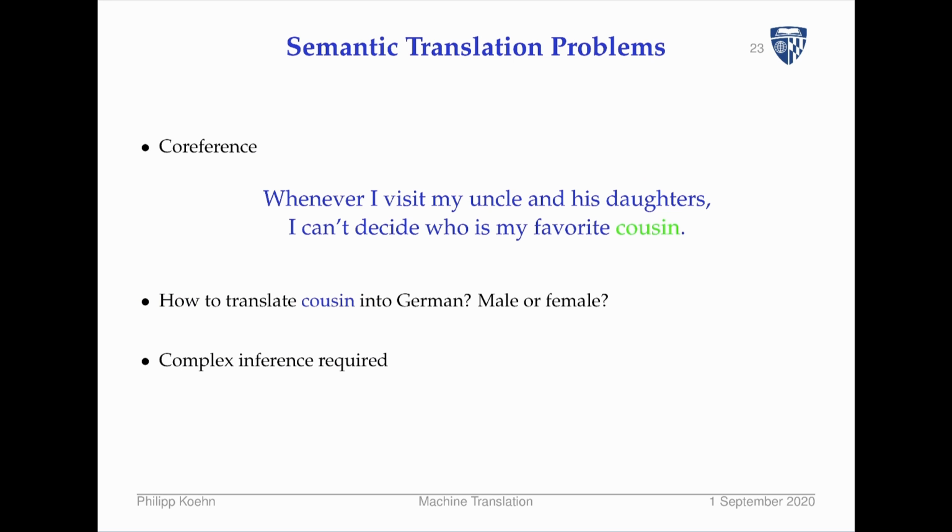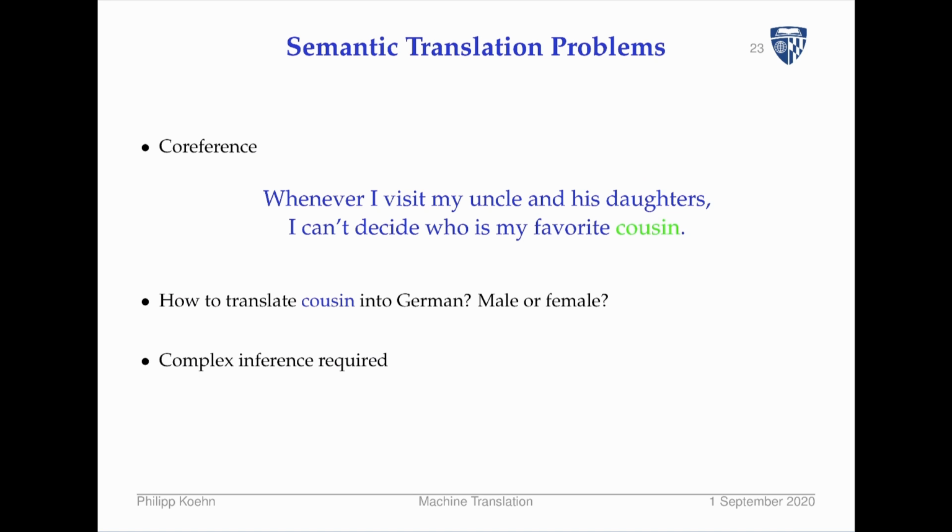Here's another semantic translation problem. This is a somewhat made up example. It's somewhat an argument that to do machine translation really well, eventually you have to solve all the hard problems in artificial intelligence that have to do with world knowledge. So here's a sentence: When I visit my uncle and his daughters, I can't decide who is my favorite cousin.